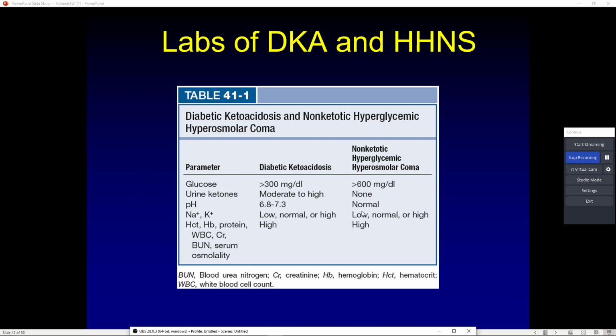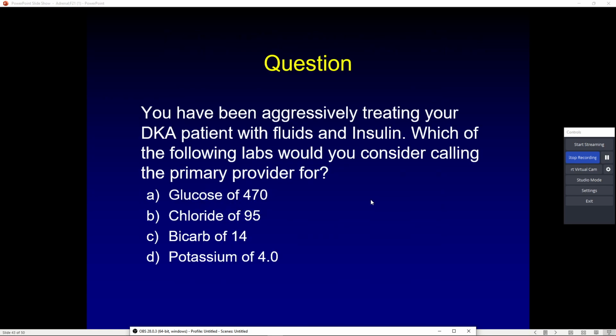So that's HHNS, greater than 600, no ketone breakdown at all, okay? pH, normal. Sodium, potassium, can be all the above. Hematocrit, hemoglobin, and protein, high. Everything else, potentially high. The key is no ketones. The minute you have any ketones, period, whether it's type 1, type 2, you are in DKA, diabetic ketoacidosis. Okay, so please keep that in mind.